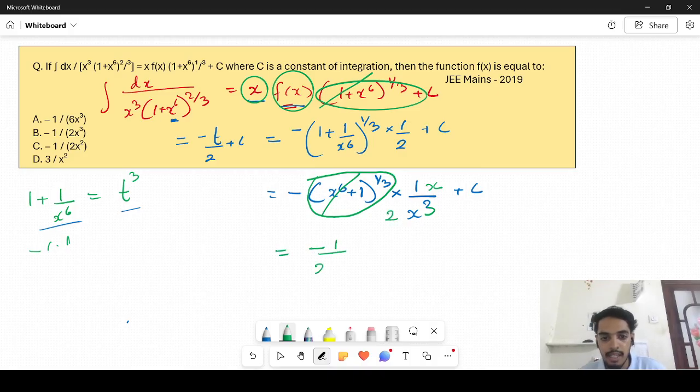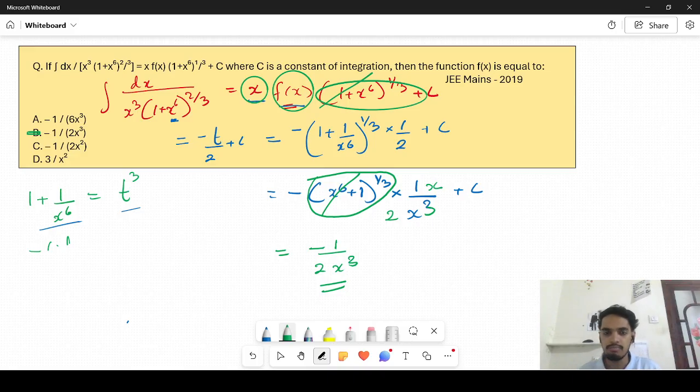The answer will be minus 1 by 2 x cube, right? Very simple. So what will be the answer? Minus 1 by 2 x cube. Yes, option number B will be the answer. JEE Mains 2019 question. Look, the answer is a little bit lengthy. I know the solution is a little bit lengthy.